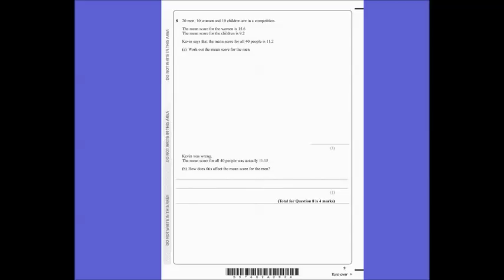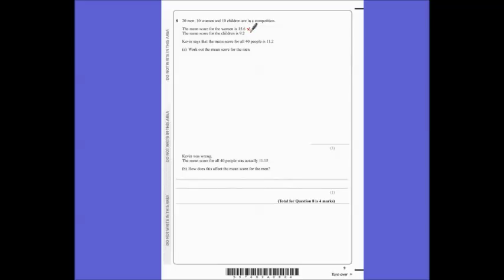Question 8. 20 men, 10 women and 10 children are in a competition. The mean score for the women is 15.6 and the mean score for the children is 9.2. Kevin says that the mean score for all 40 people is 11.2. Work out the men's mean score. So to do this, to work out the mean means to add them all up and divide by how many there are. Once we've added them up, we can never get back to the original data, but we can get back to the total by multiplying by how many people there were.